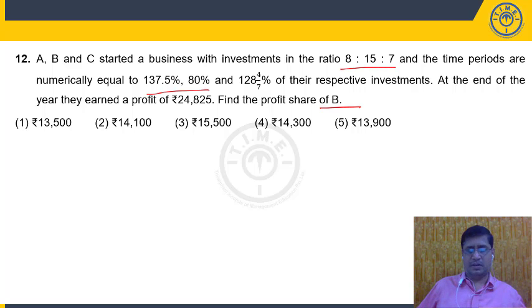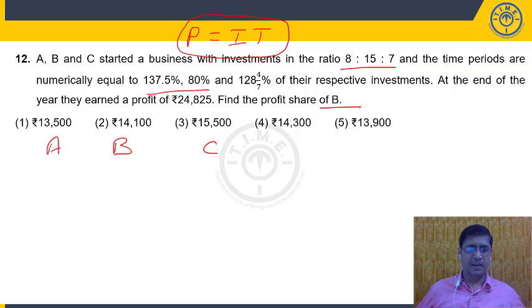My dear students, in partnership we have one formula, that is the profit is equal to the comparison of investment and time of one partner with another partner. This is the basic formula in partnership. A, B and C are the three partners here. What about A's investment? 8k, or if you want to take k, take k, otherwise no problem. So 8:15:7 are the parts. If you take k, it will get cancelled in the end. Now 8, 15 and 7.